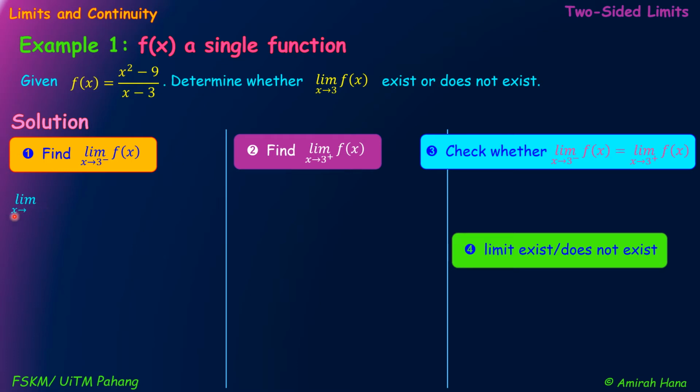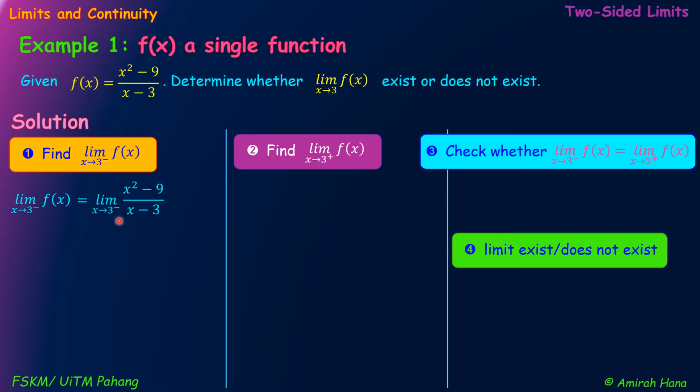Under step 1, to find limit x approaches 3 from the left f(x), first we need to replace f(x) with x squared minus 9 over x minus 3. How to find limit x approaches 3 from the left? The negative sign here is not negative 3, but it means from the left. So if we use direct substitution, we need to replace x with 3, not negative 3.